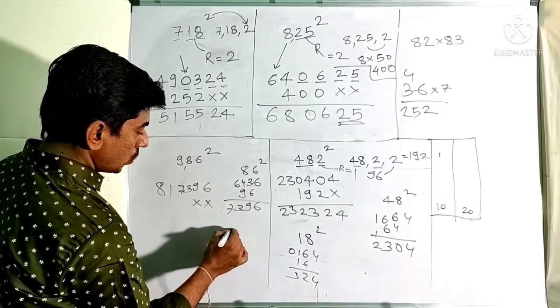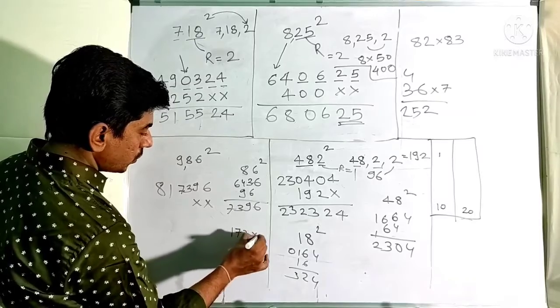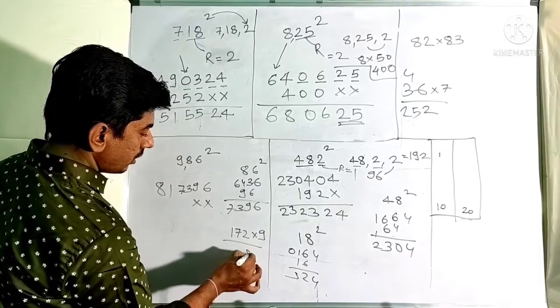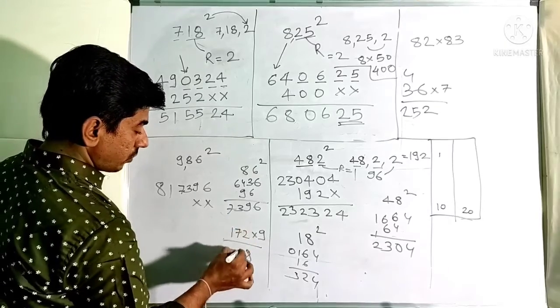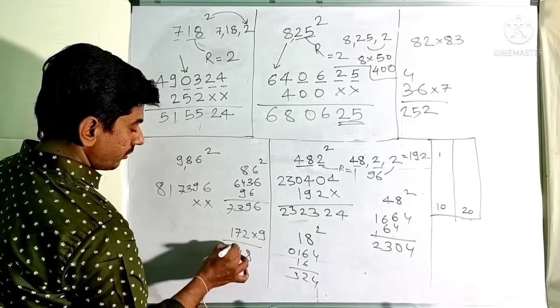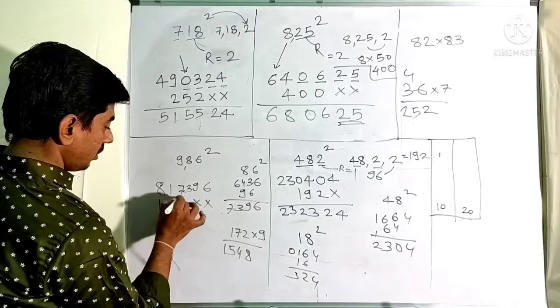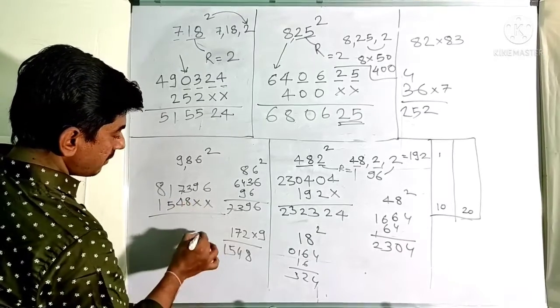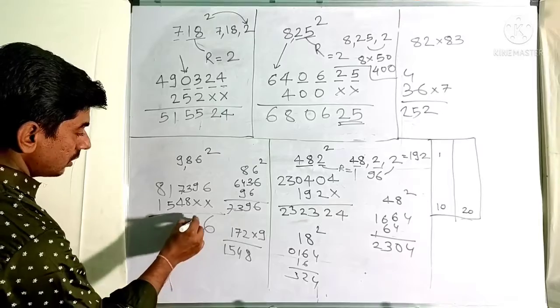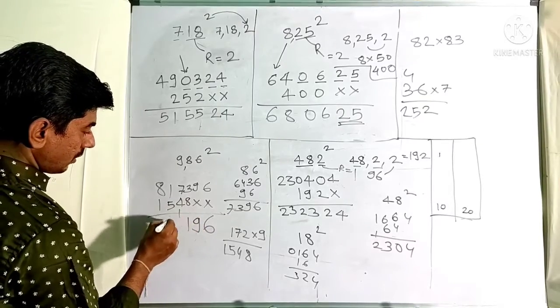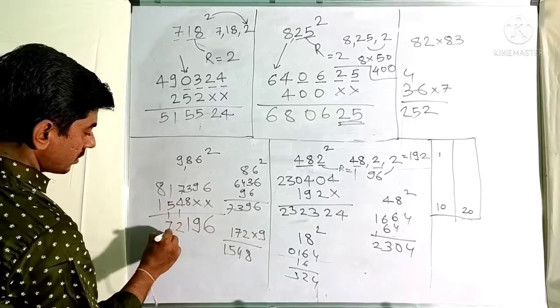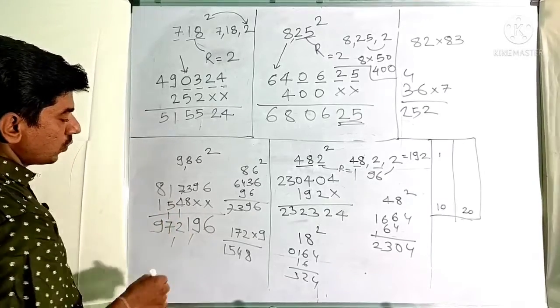86 into 2, 172 into 9, 9 2 is 18, 9 5 9 6 50, 9 7 63, 64, 9 1 is 9, 15 48, 15 48. Add them up: 6, 9 11, 12 7 9 7 2 1 9 6.